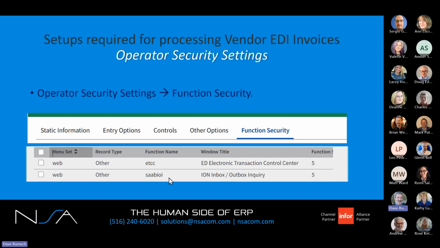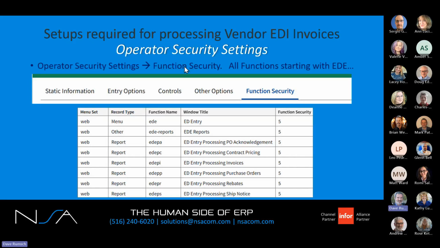In function security, you need to set security to two specific functions, ETCC, which is the Electronic Transaction Control Center, and this one that I never remember, although lately I seem to be remembering it, which is the inbox, outbox, and where you handle troubleshooting invoices. Both of those, depending on the operator's function, you may want to not give them delete capability and just set them to level 4. That way you can manage them yourself and decide when you want to delete them at the IT level and how you store this data long term. You should talk with your consultant about that.